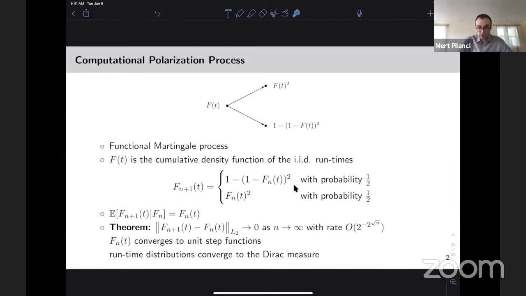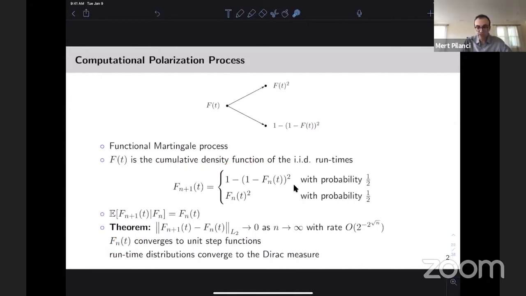And then we have a theorem on convergence. If you iterate this, these functions in L2 norm will converge, and the rate of convergence is some exponential. It's very similar to the convergence rate to capacity in polar codes. And in particular, these functions, these are the cumulative density functions of the runtimes.